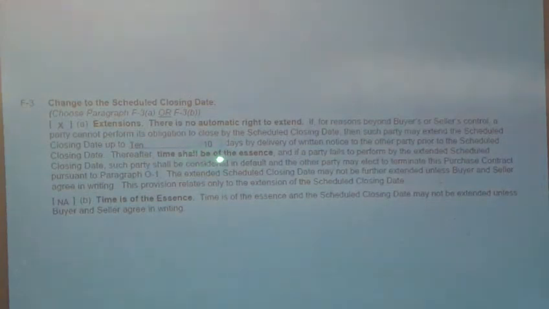Okay, but you have to extend it by delivery of a written notice to the other party. Now this is the part that most agents don't realize when they extend it. Thereafter, time shall be of the essence, and if a party fails to perform by the extended closing date, such party is considered to be in default.